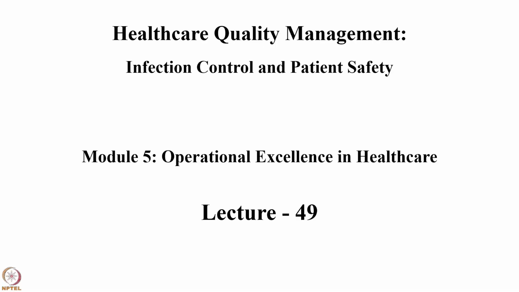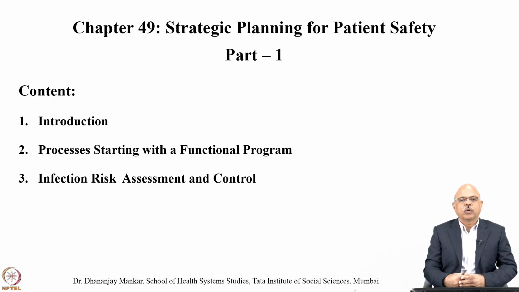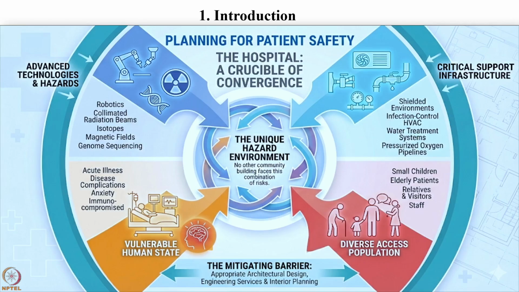In Module 5, Operational Excellence in Healthcare, Chapter 49, Strategic Planning for Patient Safety Part 1, we will be dealing with processes starting with a functional program, infection risk assessment and control. So, in this particular figure, the planning for patient safety is shown.